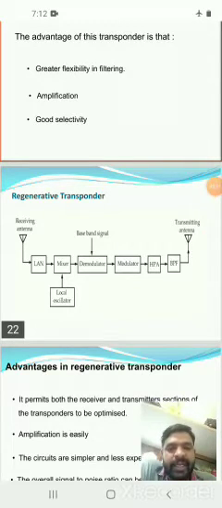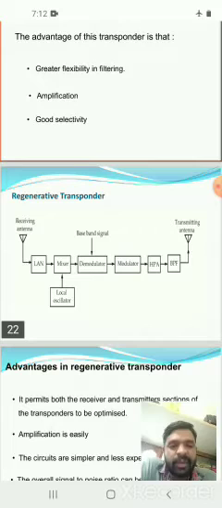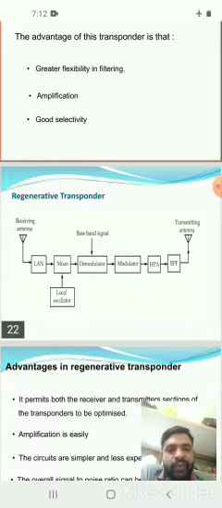The regenerative transponder is the same as the single and double conversion transponders, but extra, we use a demodulator and modulator circuit. In single conversion and double conversion transponders there is no demodulator and modulator, and no converter to change the modulated signals into the message signal or baseband signal. In the regenerative transponder the received signals are converted into the message signal or baseband signal, then modulated again and transmitted to the earth station. In this way the regenerative transponder is used.